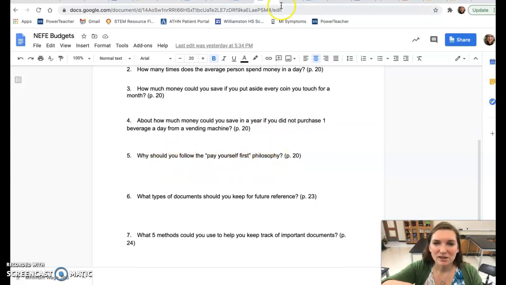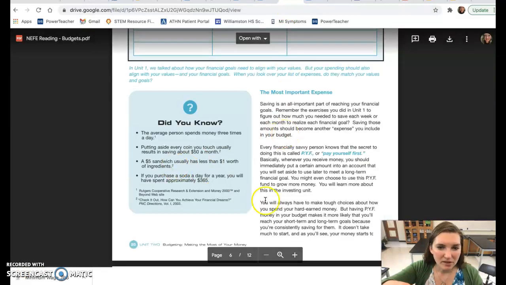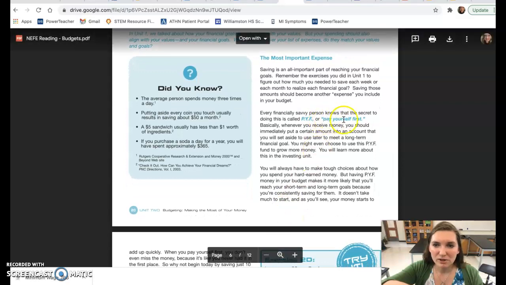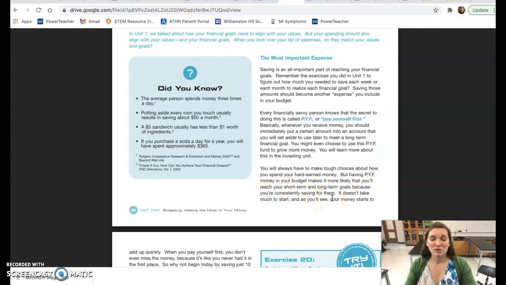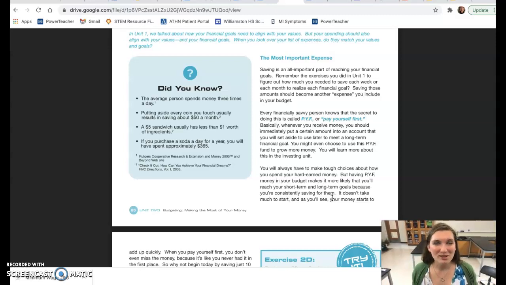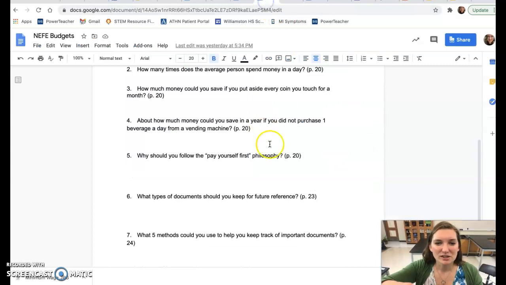Why should you follow the pay yourself first philosophy? Page 20 again. Pay yourself first. Here it is. Because you're going to set it aside to meet a long-term financial goal. It makes it more likely that you'll reach your short-term and long-term goals because you're consistently saving for them. So it's really important to always set aside that bit for yourself for later, right? There's so many bills and things to spend money on, but you need to save up for your future self and your present self. There's all kinds of stuff to secure yourself from.